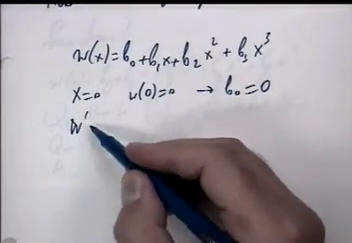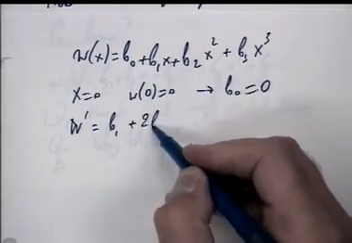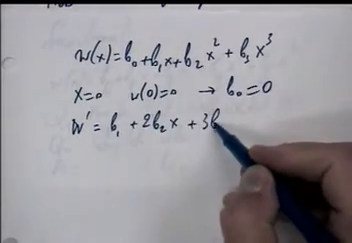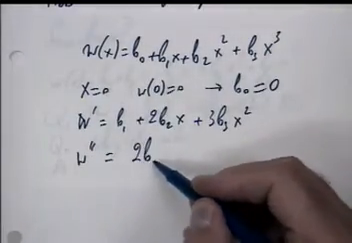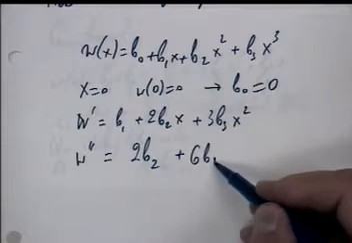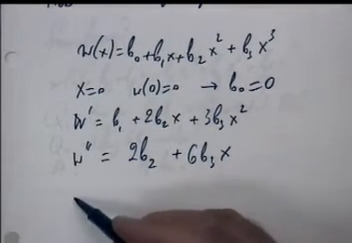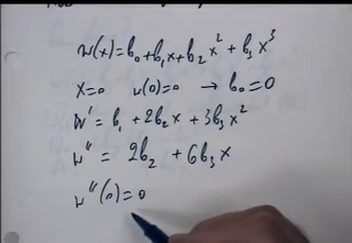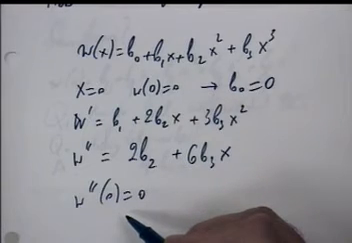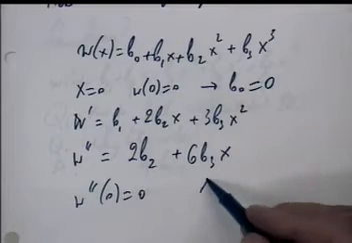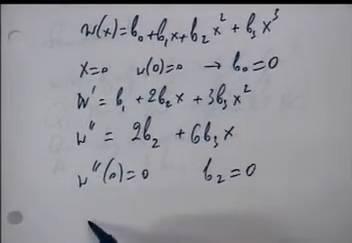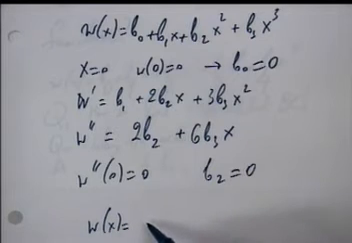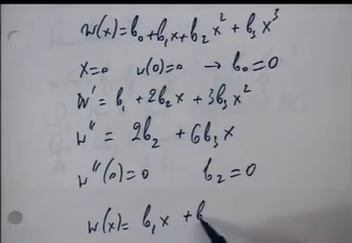Now let us calculate the first derivative. It will be b1 plus 2b2x plus 3b3x squared. Now calculate the second derivative. It will be 2b2 plus 6b3x. So w second derivative at 0 must be 0, yes? So b2 is 0. Now, that means that I will rewrite w of x. b0 and b2 are 0. So this is b1x plus b3x cubed.